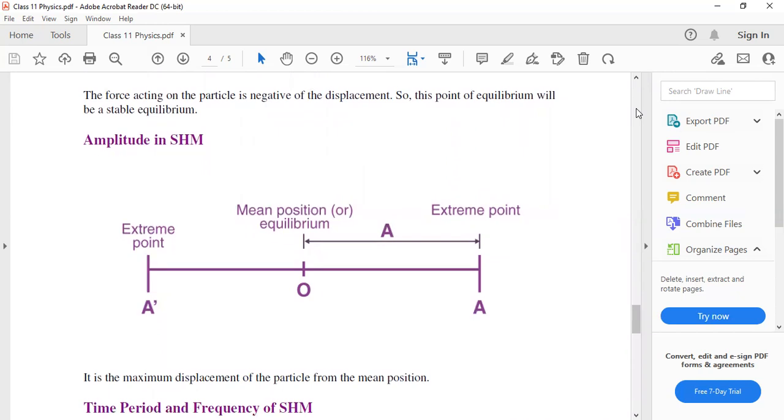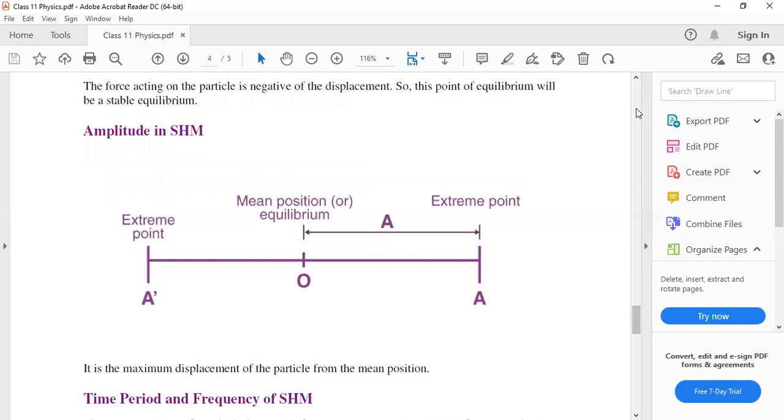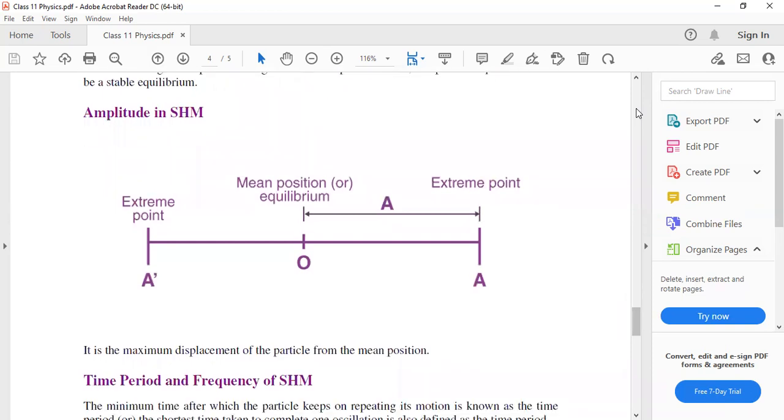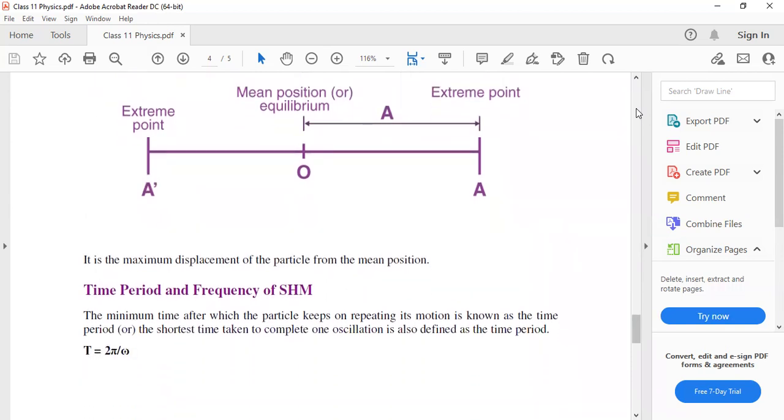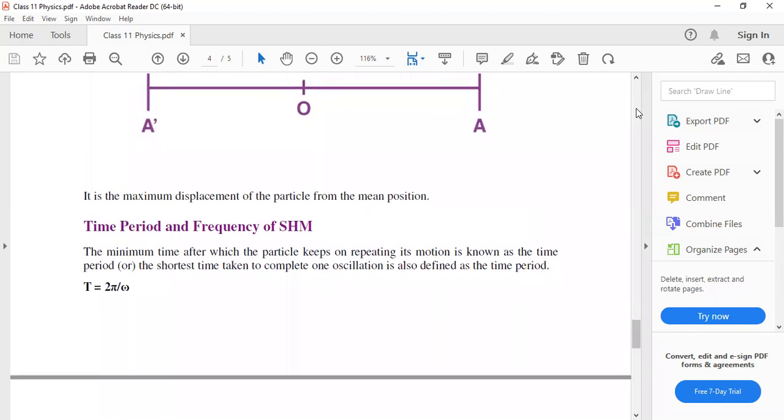Now let's talk about the amplitude in simple harmonic motion. You can see here there is a diagram. There are 2 points, A dash and A. A dash and A represent the extreme points. O is the mean position, or you can say the equilibrium position, between A and A dash. Here we have assumed OA is the distance A, and it is the maximum displacement of the particle from the mean position.